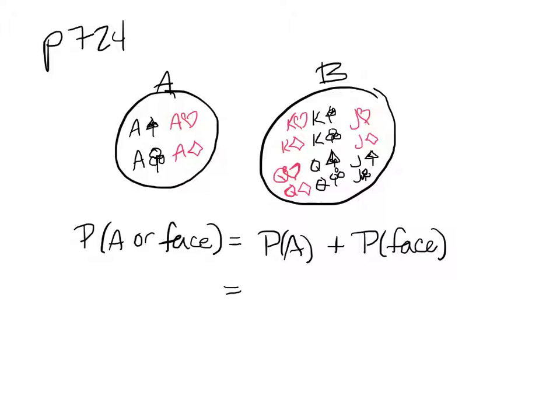So the probability of getting an ace, there's 4 of them out of 52, plus the probability of getting a face card, there's 12 of those out of 52. So there's a total of 16 out of 52. If we change that into a decimal, it's 0.308. All right, let's look at example 2.